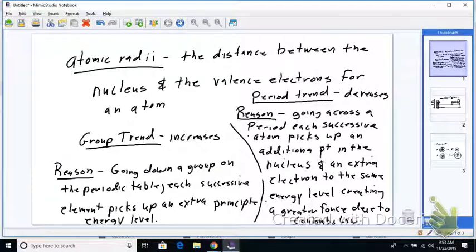The group trend is a lot easier to explain. You go down a group, you're adding on an extra energy level. So for the first one, and the second one, you go here, hey, it gets bigger. Third level added with the third period, fourth level added to the fourth period down a group, and so on and so forth. So it gets bigger. Okay? Even though there's more protons and electrons, just like going across, it doesn't really matter because you add that extra level, it takes it out further.